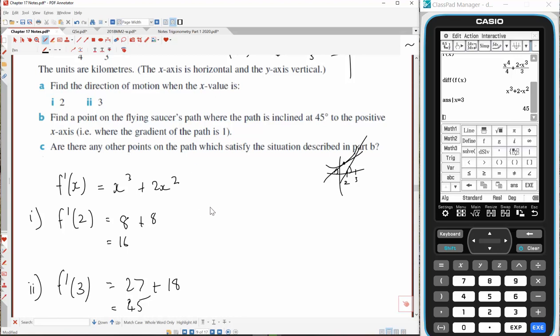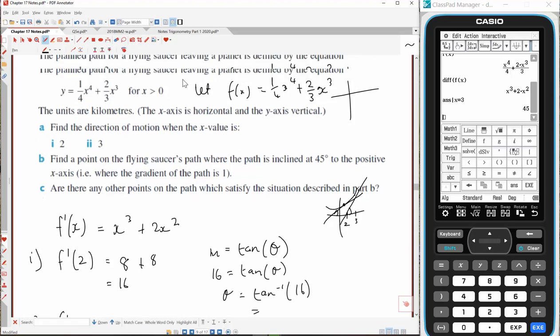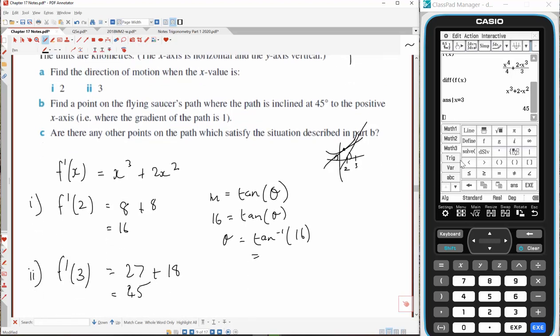For both of them, I'm just going to use m equals tan theta, and my gradient is 16 equals tan theta. Theta equals tan inverse of 16. Now we want this in degrees. Is there a decimal place suggestion? It's pretty ordinary. So tan inverse of 16. Now we want to be in degrees mode. That's really important.